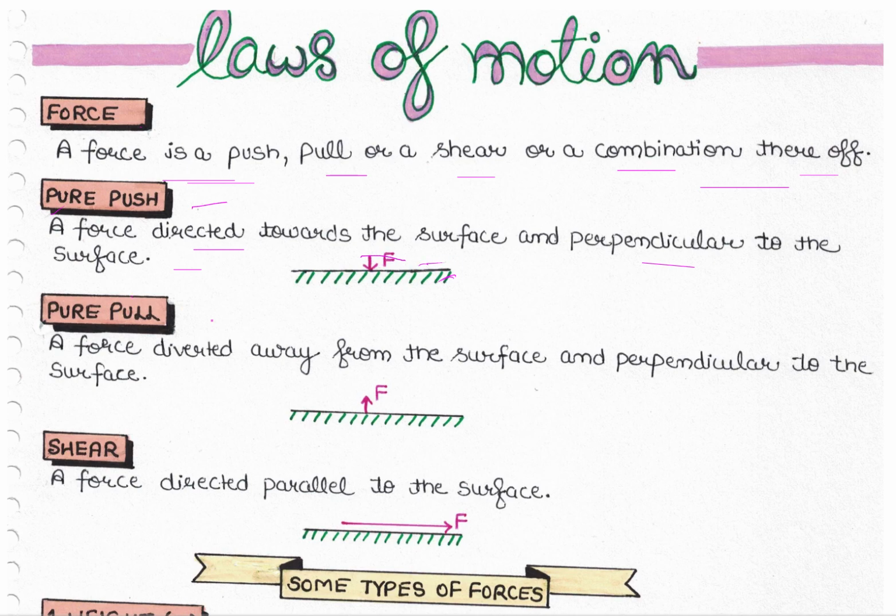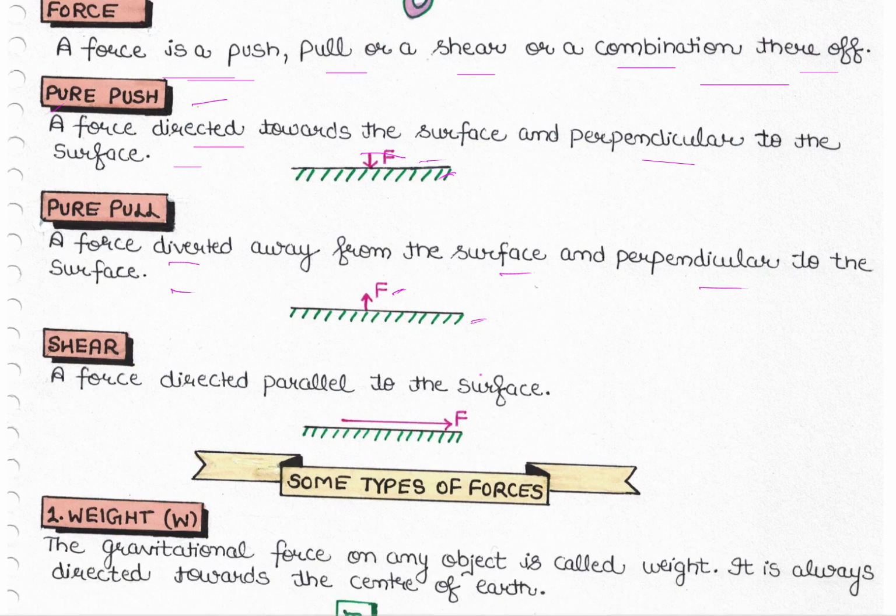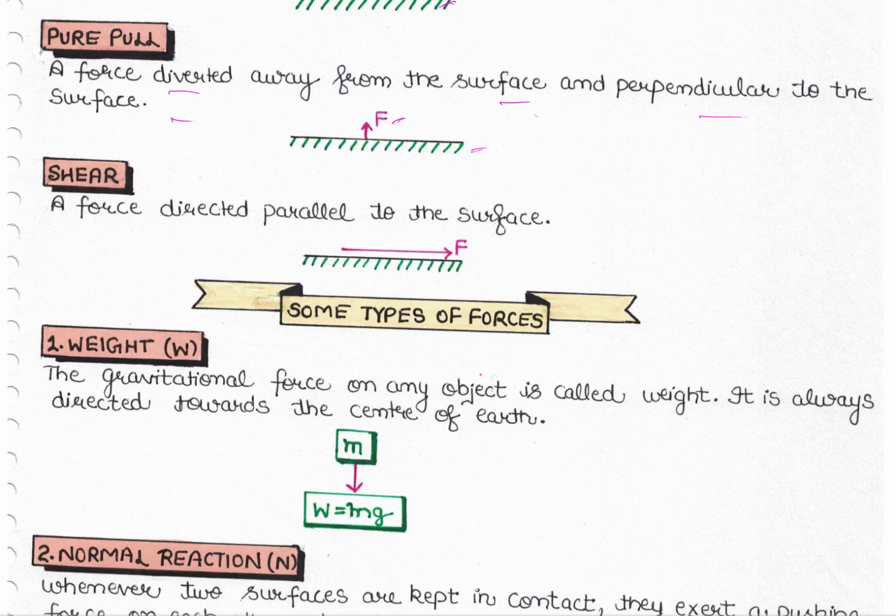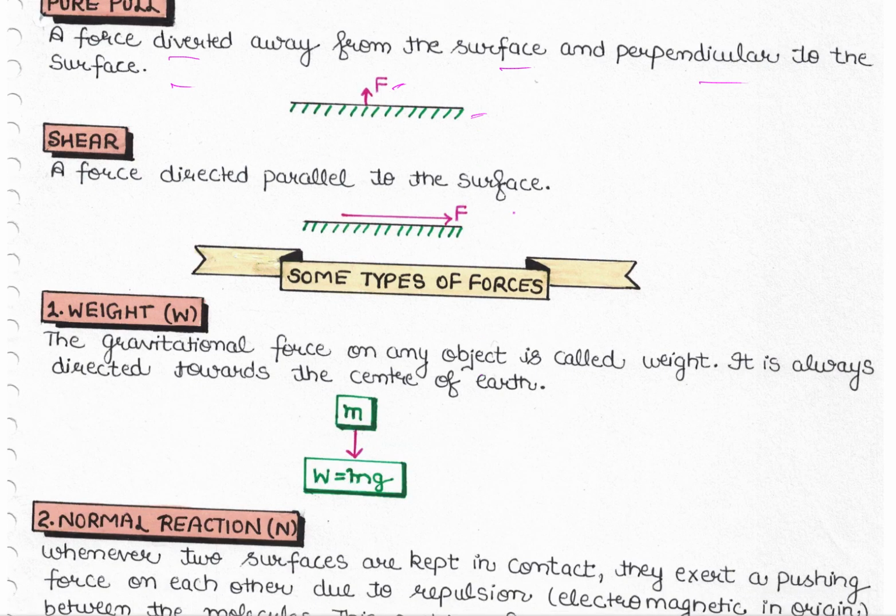What is pure pull? A force directed away from the surface and perpendicular to the surface. As you can see, this is the surface and this is the force away from the surface. What is shear? A force directed parallel to the surface. As you can see, this is the surface and this is the force parallel to the surface.